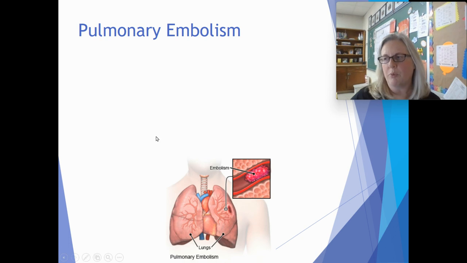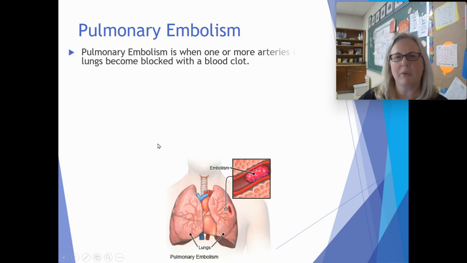All right, so pulmonary embolisms, as you know, pulmonary means lungs. An embolism is when one or more arteries in the lungs are blocked with a blood clot. So if you get blood clots in the arteries in your lungs, we're having an issue. It's called a pulmonary embolism. My respiratory therapists probably know this stuff pretty well.